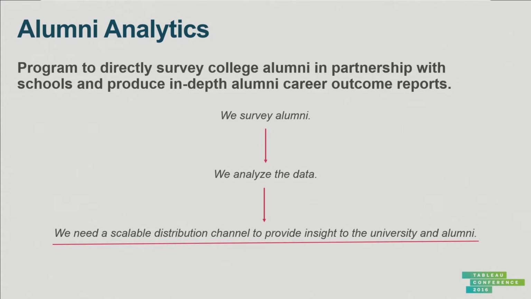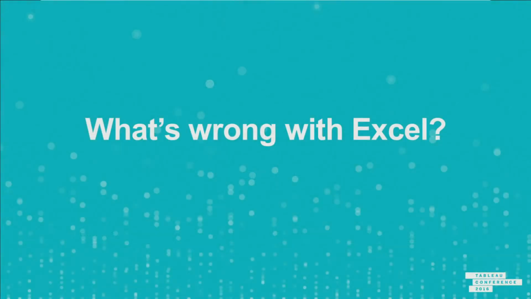It was 10 schools. We were really excited about it. We have the analysis. We have all the data to do cohort analysis and compare you to national statistics for those majors, to compare you to a cohort of your choosing if you wanted. We have all this information, and the problem that we ran into was giving it back to them. So what is wrong with Excel?